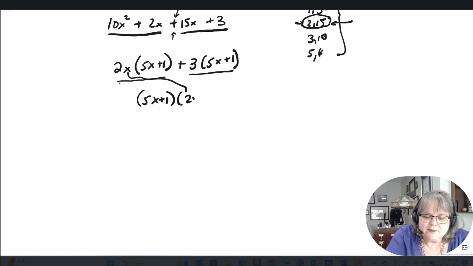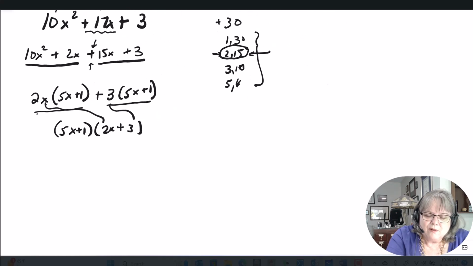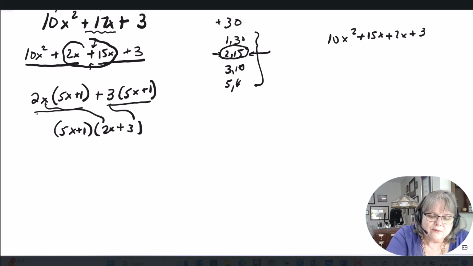And that leaves me this 2x and this 3. Okay? Now, just to show you, what if you had put 10x squared plus 15x plus 2x plus 3? So right here in this step, if I had reversed them, let me show you what happens, because this happens and you need to know what to do.